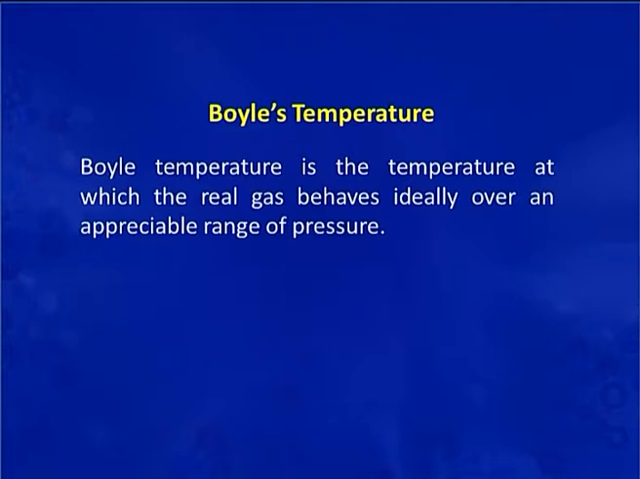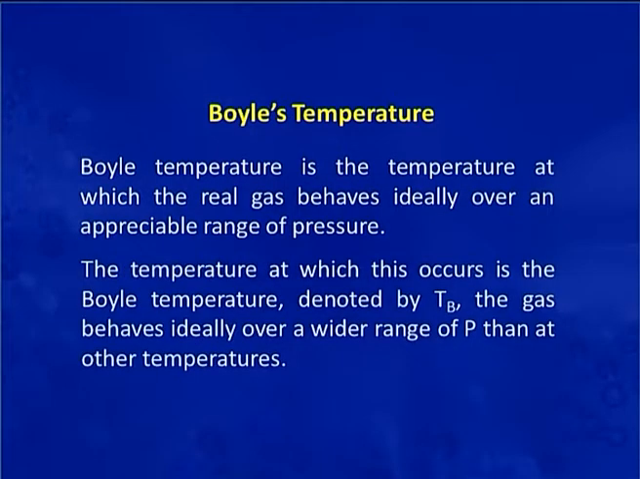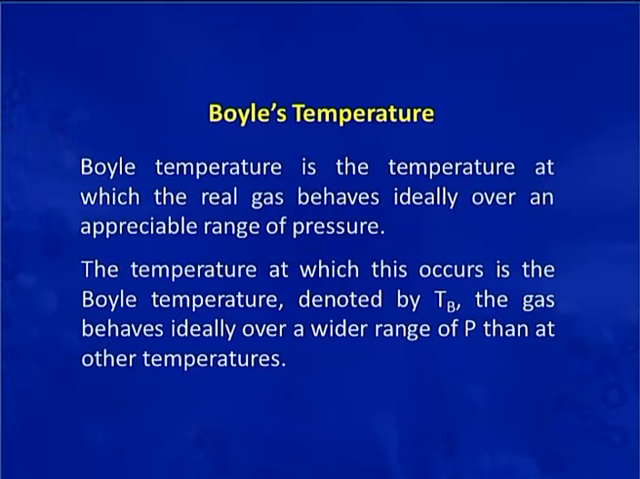So, what is this Boyle temperature? Boyle temperature is the temperature at which real gases behave ideally over an appreciable range of pressure. Ideal gases strictly follow Boyle's and Charles' law. So, in this range real gases are showing ideal character. So, this temperature is known as Boyle's temperature.